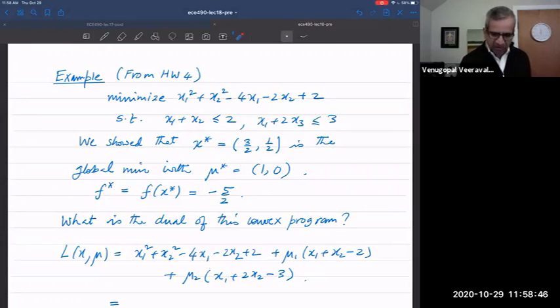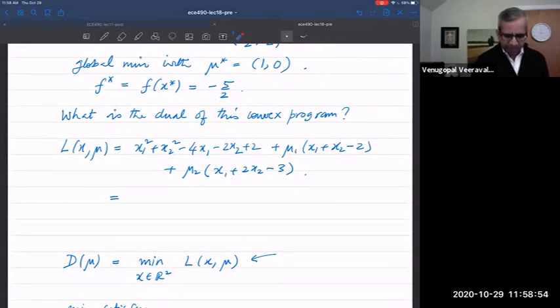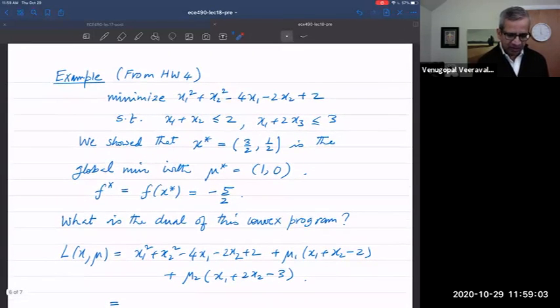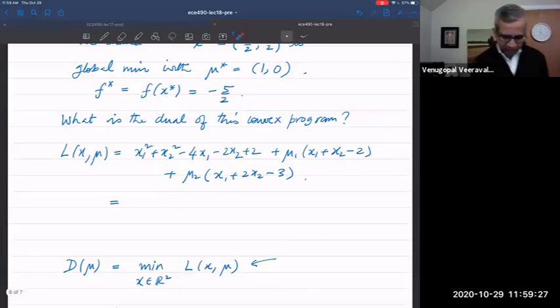Okay. So let's look at what the dual of this convex program is. So this actually satisfies all the conditions for strong duality, right? You have a convex objective function. There are no other constraints since the domain is the entire R squared for these functions, and you have linear constraints, which are a special case of convex functions g, right?